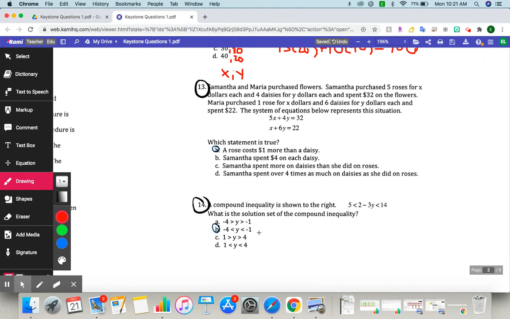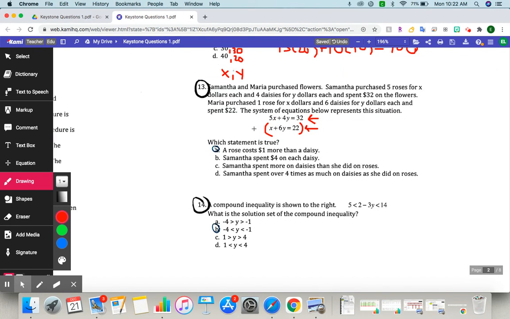Question number 13, we're told Samantha purchased 5 roses for X dollars each and 4 daisies for Y dollars each and spent $32 total. We're also told about Maria's purchase. So this first equation represents Samantha and the second equation represents Maria. Now, unfortunately, this one you do have to solve for X and Y to really recognize what the correct answer is here. I would suggest using elimination to do that.